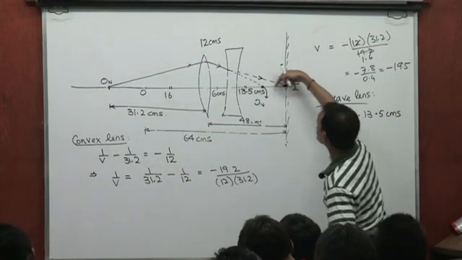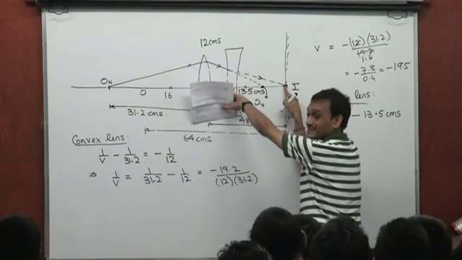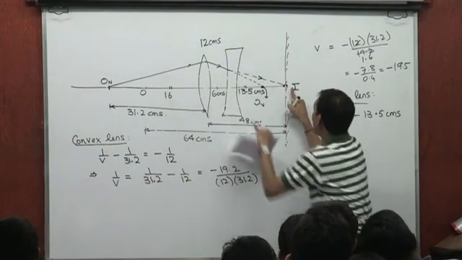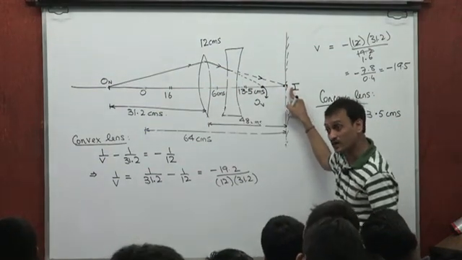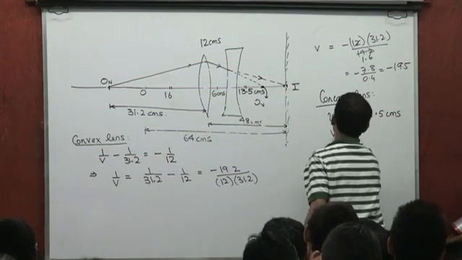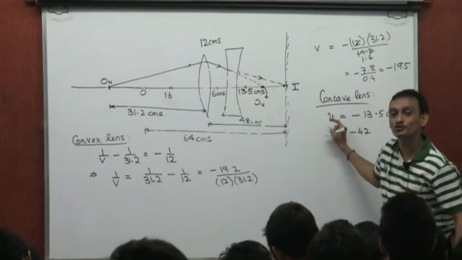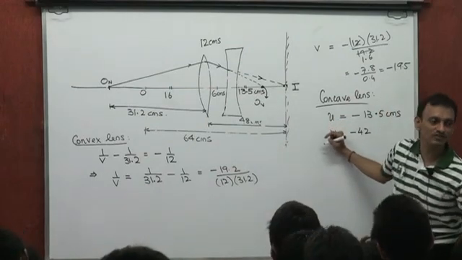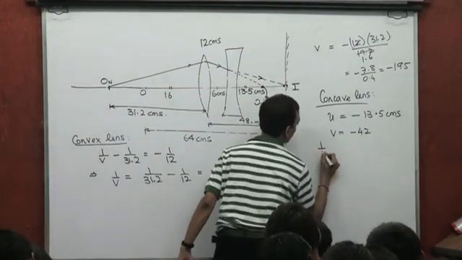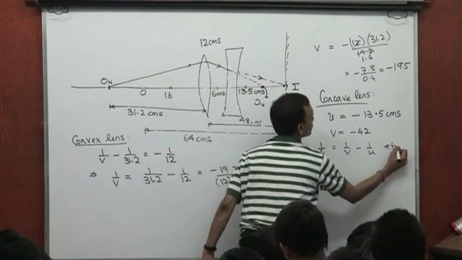What is V? See, this is 6. So, V is minus 42 centimeters. This is 6 centimeters. This was 48 centimeters. So V, the final image formed at I, is minus 42 centimeters. You know V and U, so you can compute F. From 1 by V minus 1 by U equal to 1 by F, you can compute the focal length of the concave lens, etc.